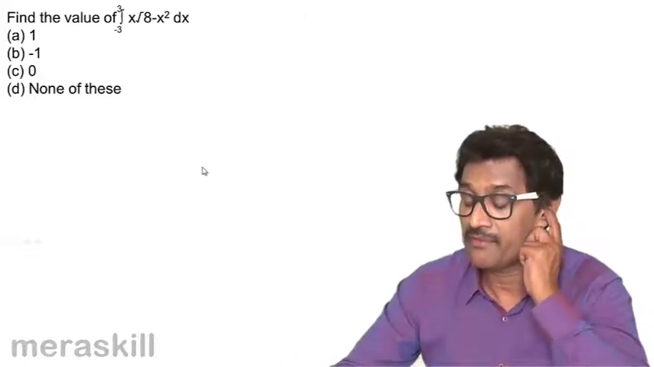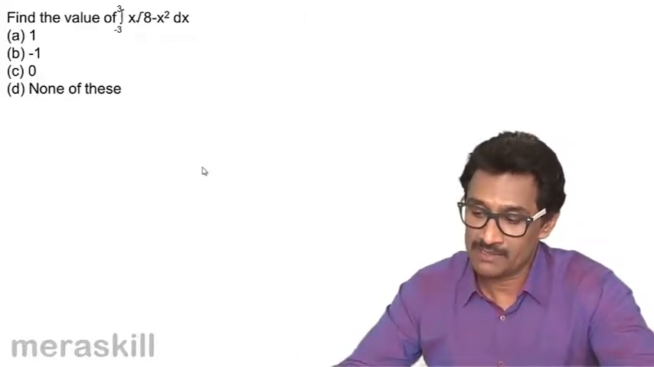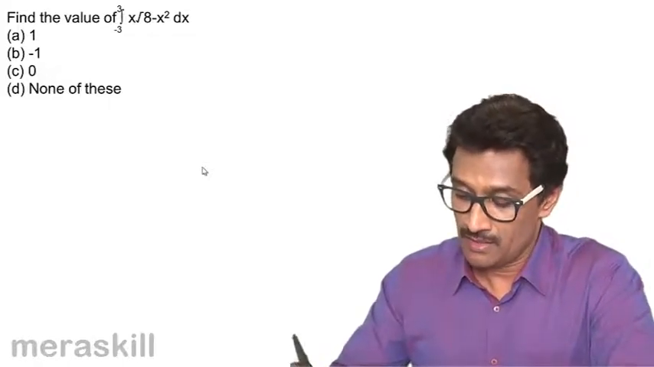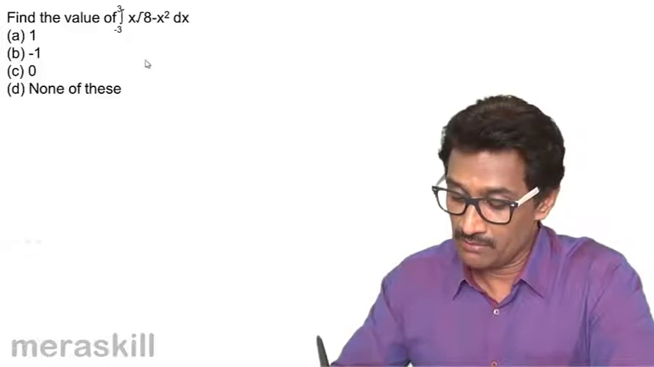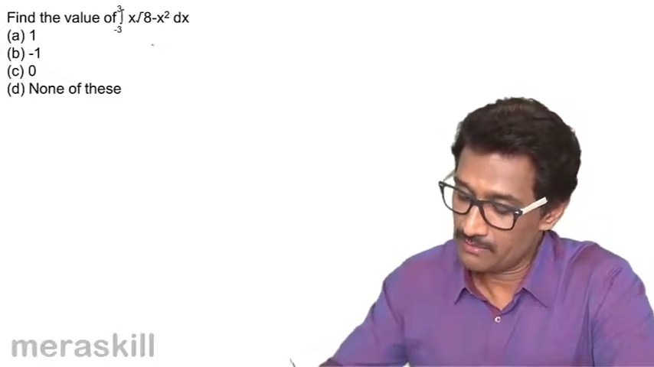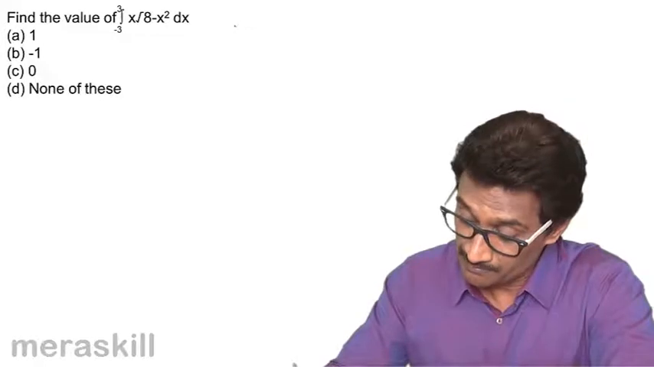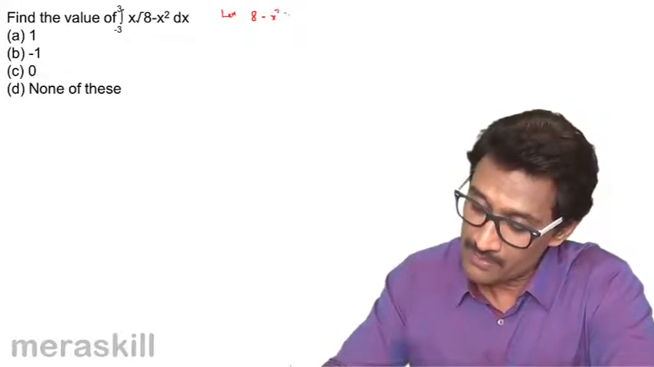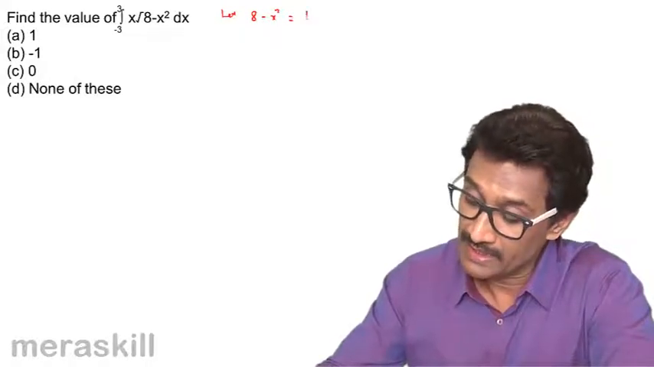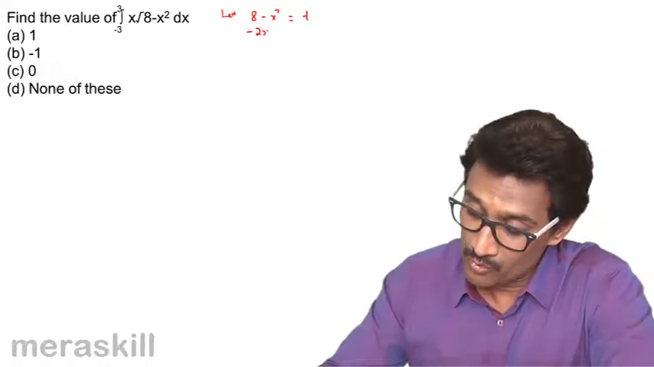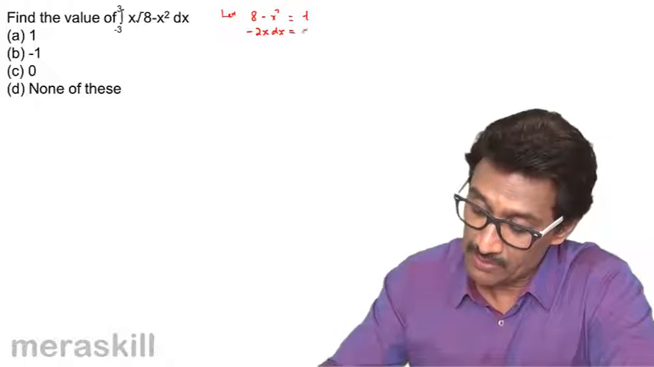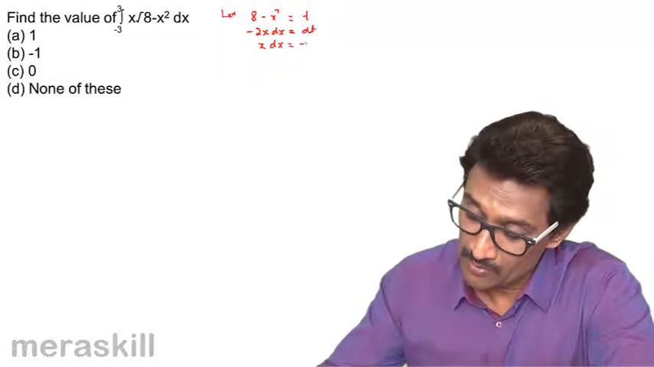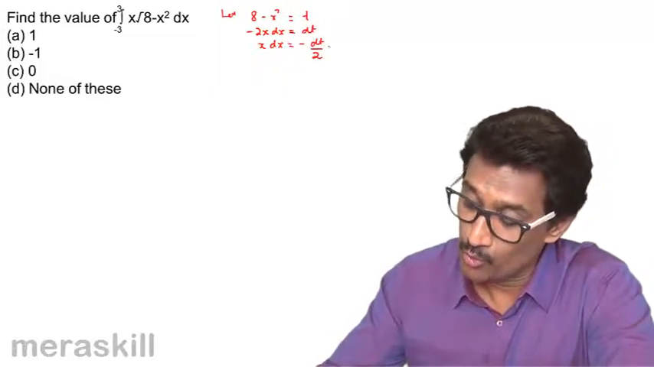Okay, now you have the integral of x into root 8 minus x square from 3 to minus 3. Let's see what we have. So maybe we can take 8 minus x square to be equal to, say, t. So minus 2x dx is equal to dt. Therefore, x dx is equal to minus dt by 2.